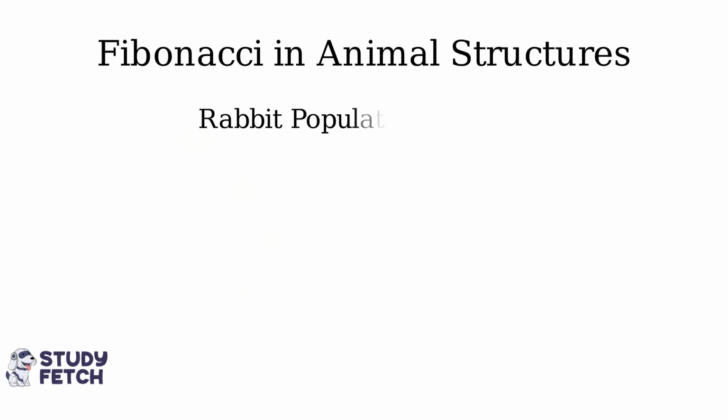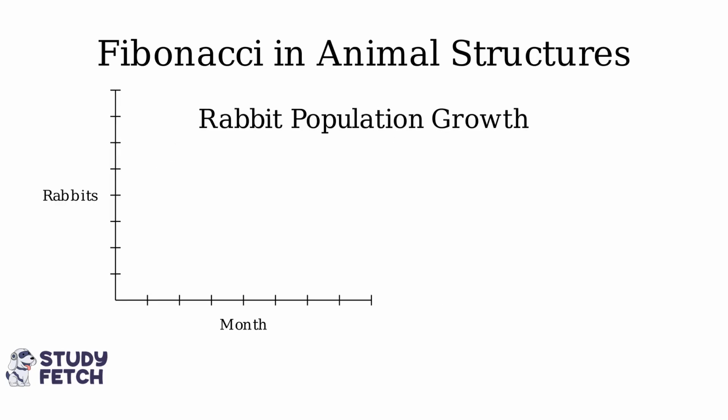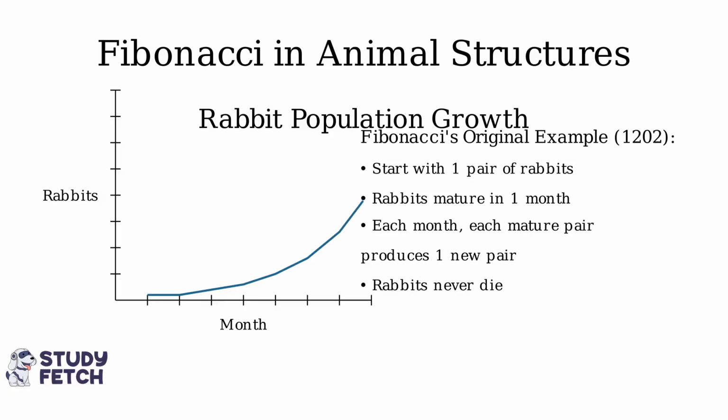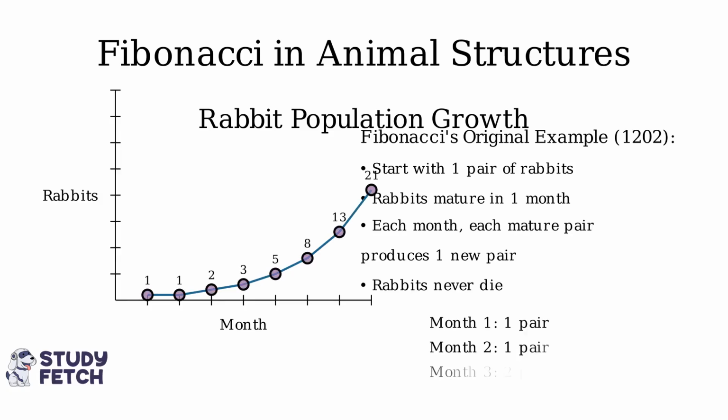The rabbit population growth problem is actually the original example Fibonacci used to illustrate his sequence in 1202. In his example, rabbits mature in 1 month and then produce a new pair each month. With these assumptions, the population follows the Fibonacci sequence exactly.